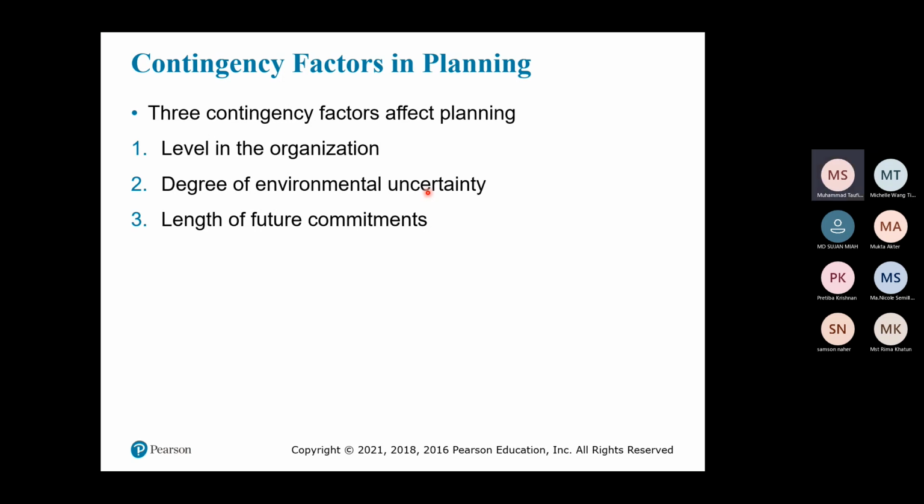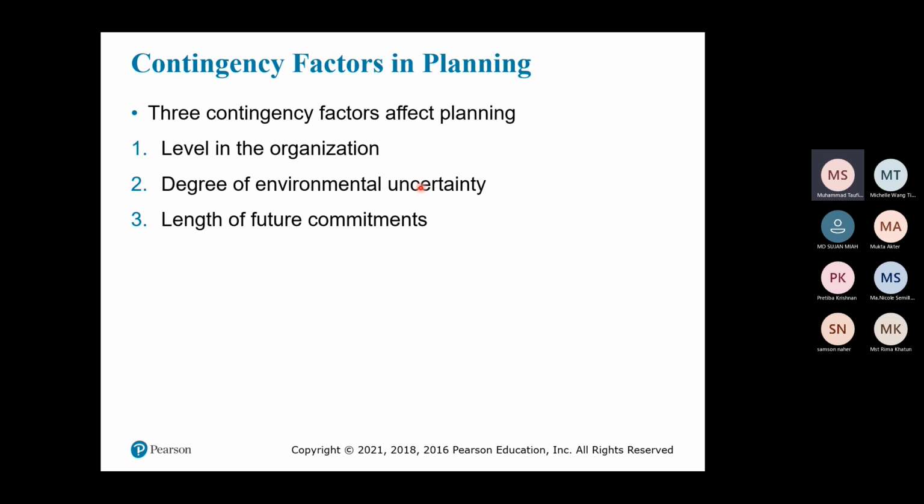And then the second factor, degree of environmental uncertainty. So how well you can predict your environment. If your environment is very predictable, you can use a specific plan because you know what will happen in the planning. But if your environment is very uncertain, you don't know what will happen in the future, so we will focus more on the directional. We give a general guideline.